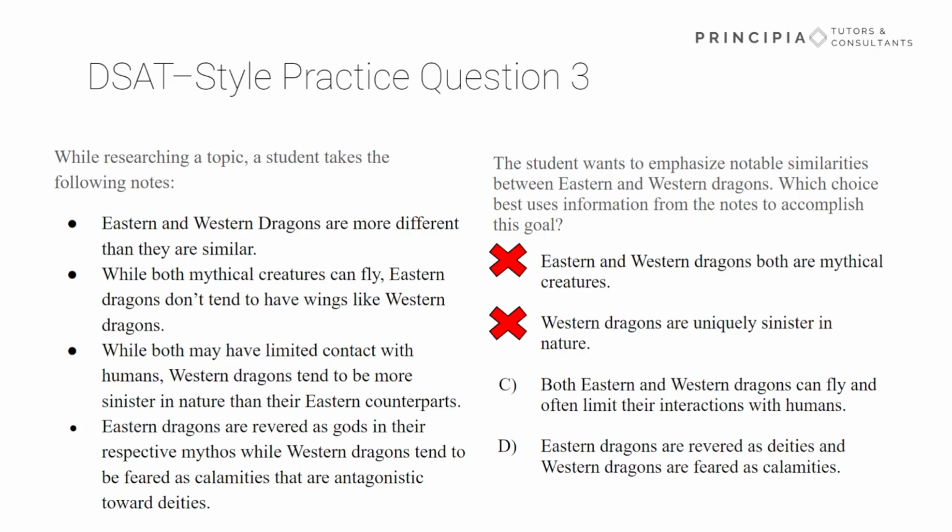C is looking really good, but before we pick it, let's see if we can eliminate D confidently. Looking at D, Eastern dragons, deities, Western dragons, calamities. These are opposites. They are distinct differences between the dragons, so we can eliminate D with confidence, leaving us with just choice C, the correct answer.